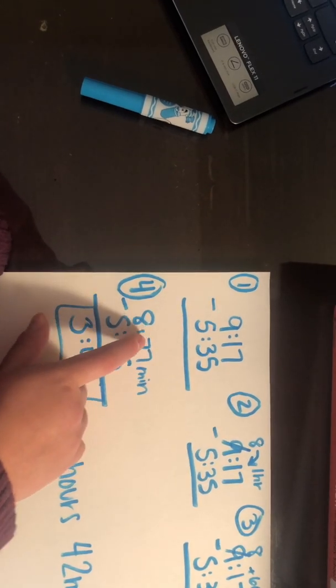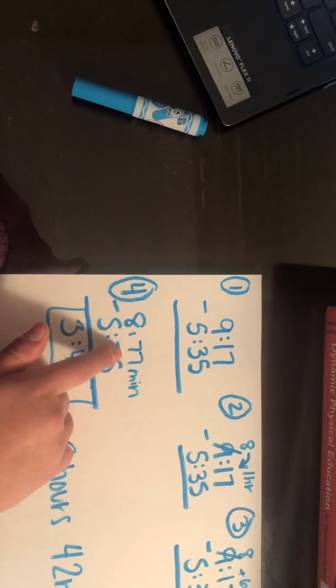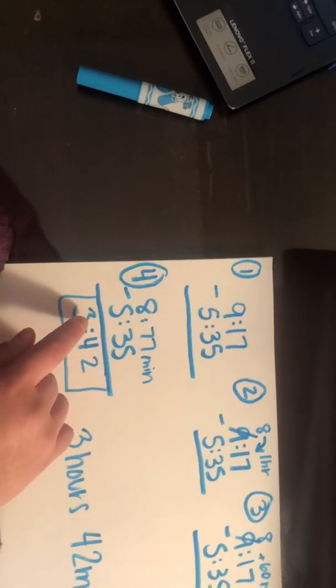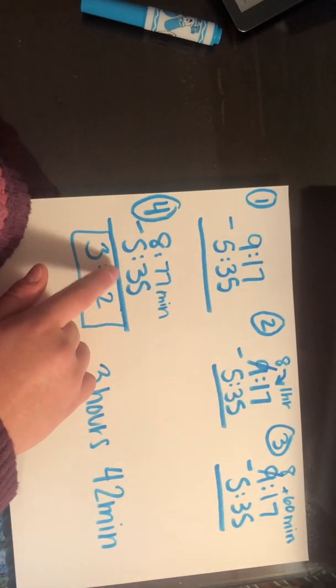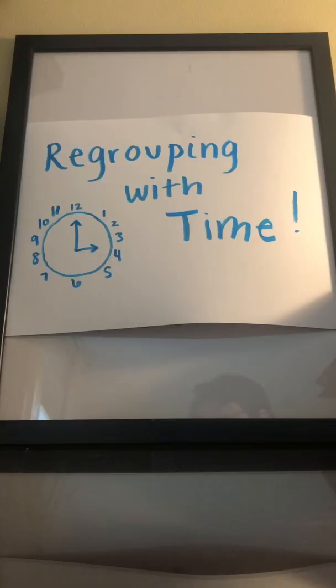8 hours and 77 minutes minus 5 hours and 35 minutes is 3 hours and 42 minutes. We borrow 60 minutes when we borrow an hour, the same way that we borrow 10 ones when we borrow one group of 10. I hope that this is starting to make sense. If not, no fret. I am here if you have any questions, and we are going to go over more together at the end of this video.